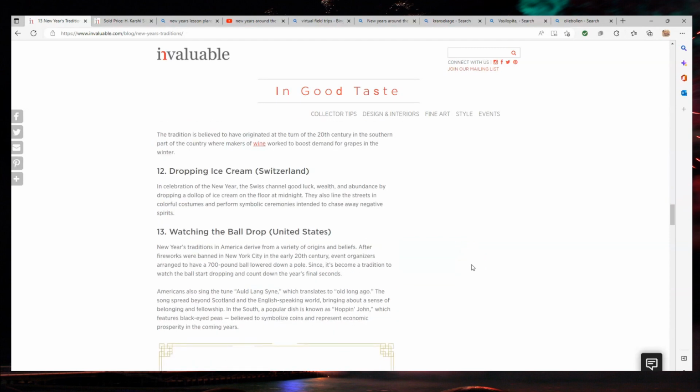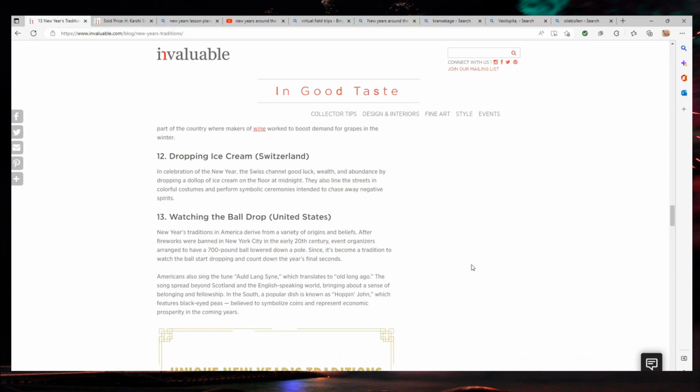Dropping ice cream in Switzerland should be a sin. You can't just go around dropping ice cream. Come on. In celebration of the new year, the Swiss channel good luck, wealth, and abundance by dropping a dollop of ice cream on the floor at midnight. They also line the streets in colorful costumes and perform symbolic ceremonies intended to chase away negative spirits.